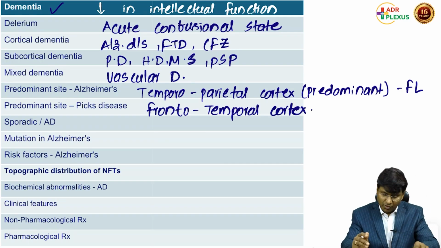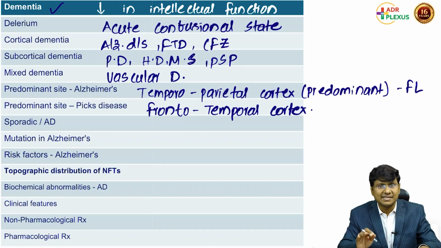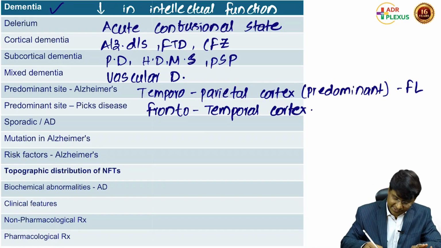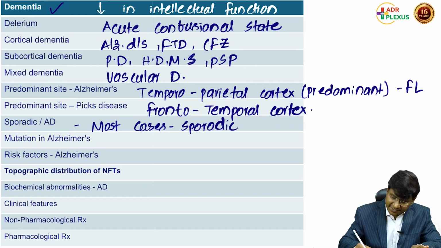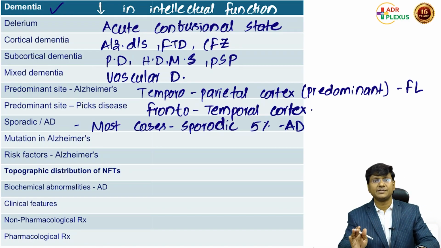Right, frontotemporal cortex. Then if you take Alzheimer's, most cases are sporadic. Only 5% of them are inherited as autosomal dominant type of inheritance.